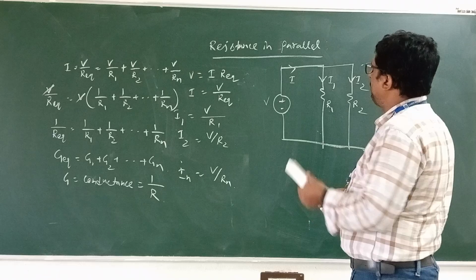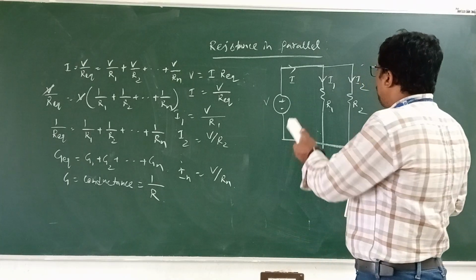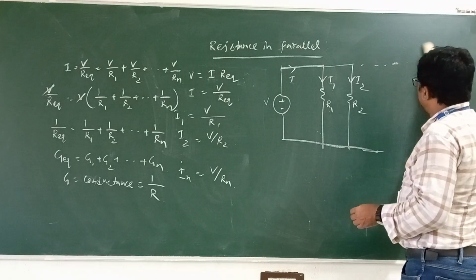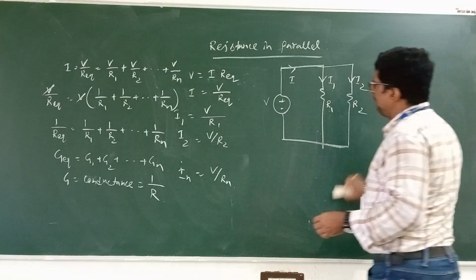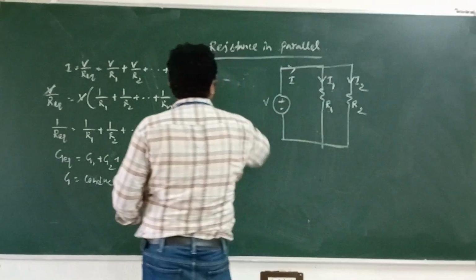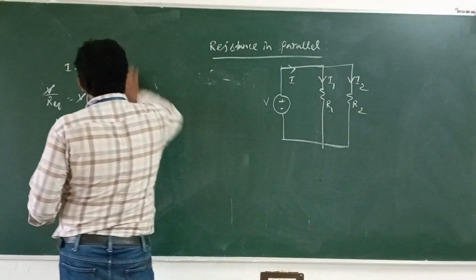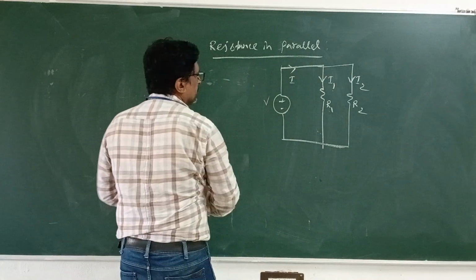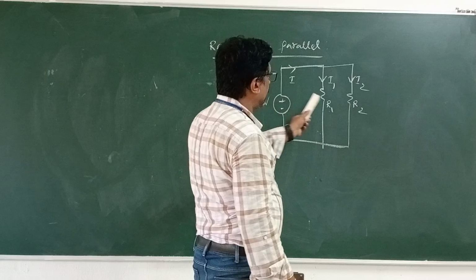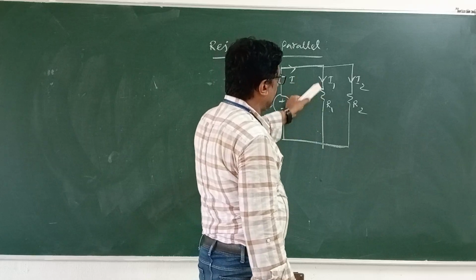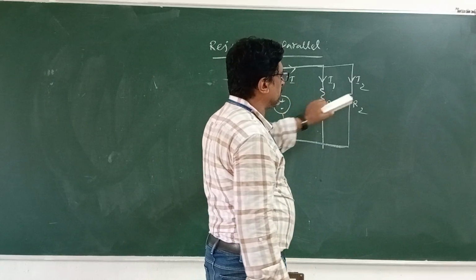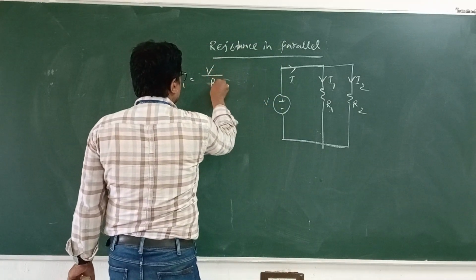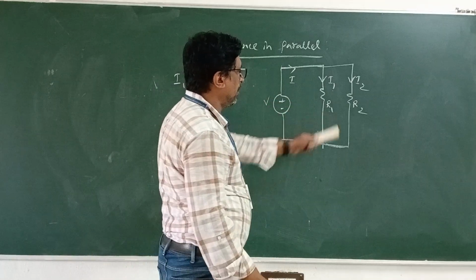So in a parallel circuit, if we want to check the actual current flowing in this circuit, then we go for current division. In current division, we take two resistors R1 and R2 in parallel across a single voltage source V. The total current is I, the current through resistor R1 is I1, and the current through resistor R2 is I2. So I1 equals V by R1.